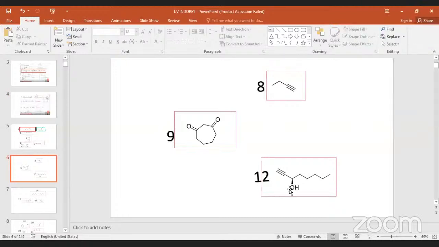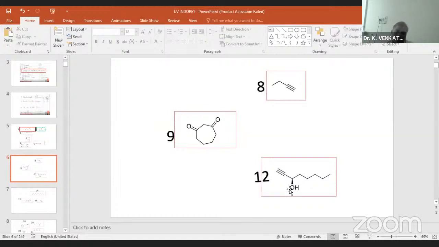3-hydroxy-1-octane. Octanol. No, this is octane. This is alcohol, so -ol. Yes, Professor. 1-octyn-3-ol. No need for hydroxide, since only one functional group is present. So 1-octyn-3-ol. One faculty is asking questions.